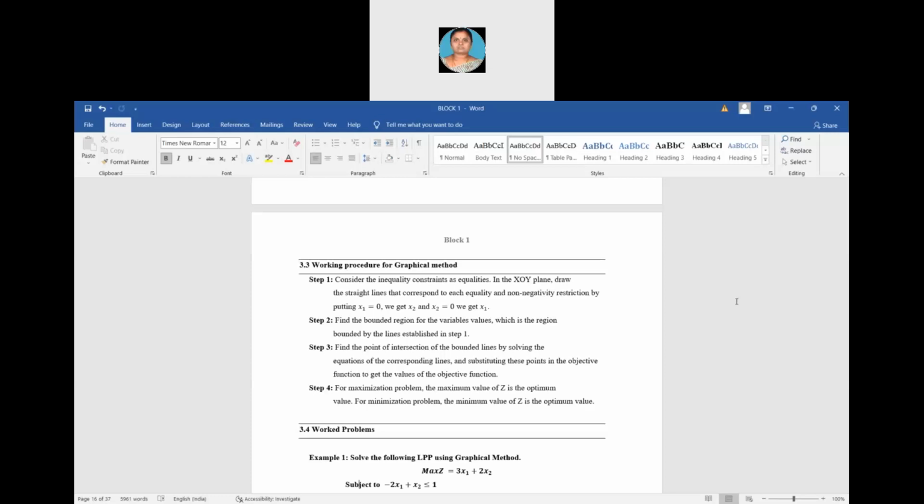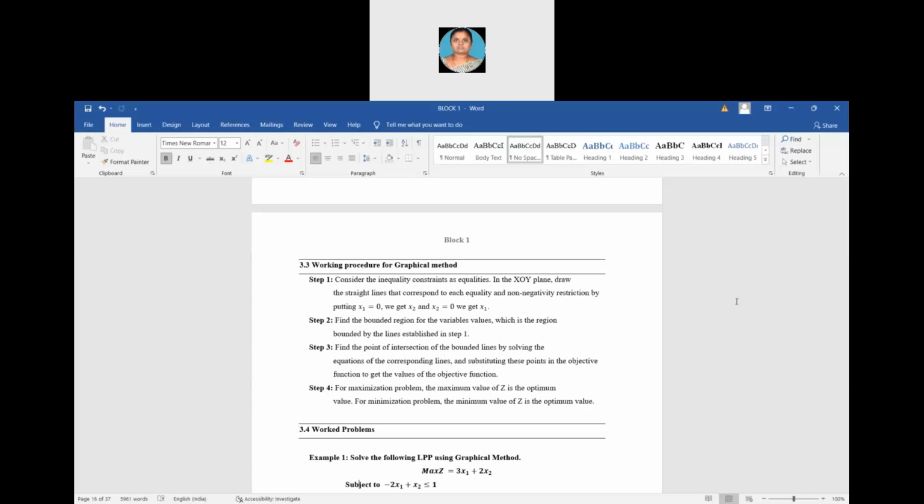That is, you should get the coordinate set. A coordinate set means x, y; here it is x1, x2. So if you put x1 equal to 0, we can get the value for x2. Similarly, if you put x2 equal to 0, we get the value for x1. So we will have some set of coordinates, and we have to represent those coordinates by a straight line. The next step is to find the bounded region for the variable values, which is the region bounded by the lines established in step one. Whatever the coordinates may be, we have to draw them as a straight line.